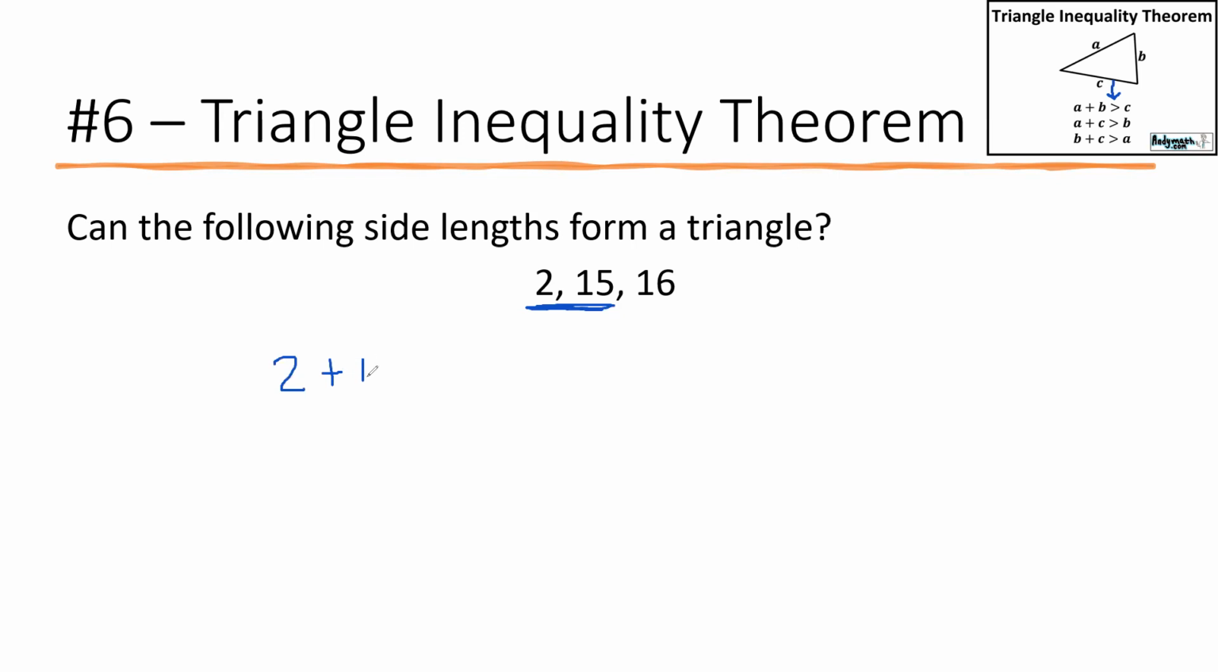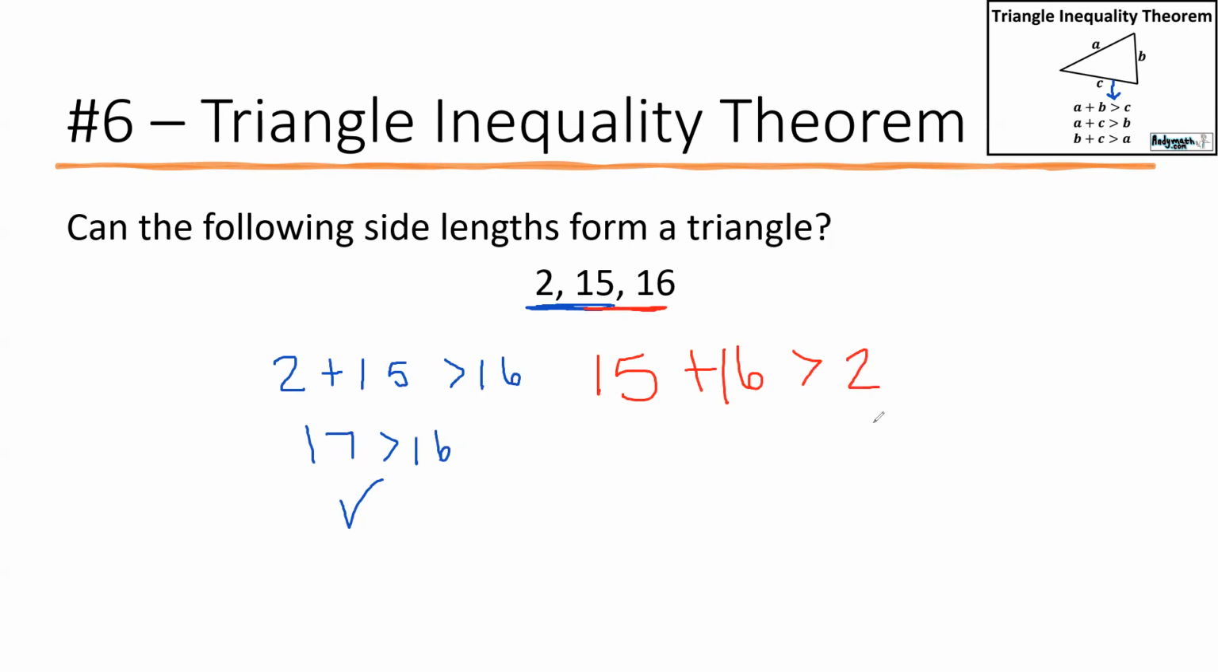So if we add 2 and 15, it needs to be greater than 16. Well, 2 plus 15 is 17. That works. All right, so the first one works. But because the rule said any 2 sides, I have to check the other combos. So the second combination I always do is then I choose the last 2. So 15 and 16 need to be greater than 2. You're going to get to problems like this where you're like, I really don't even have to add those. I know that 15 plus 16 is greater than 2. I'm going to go ahead and still add them just to show my work.